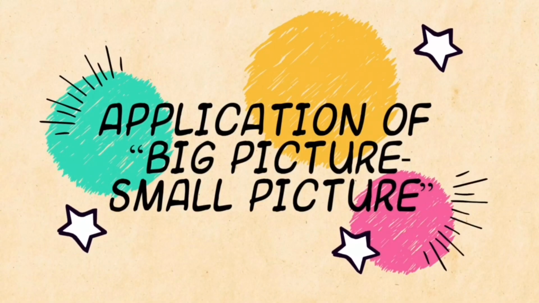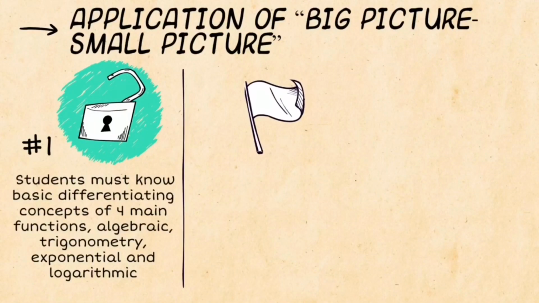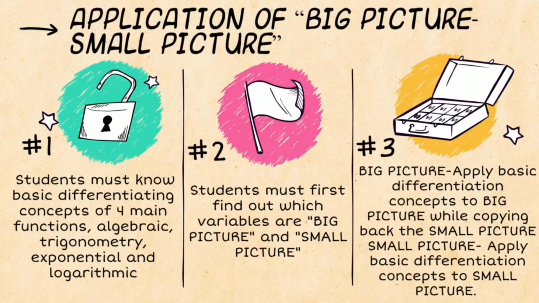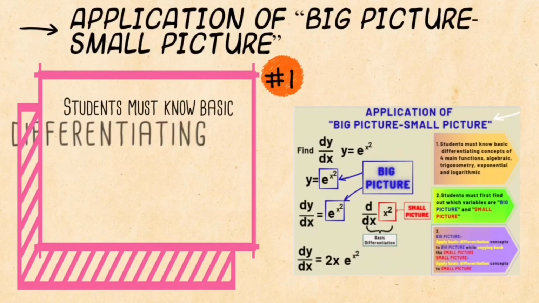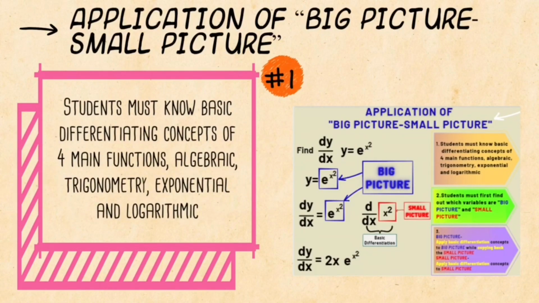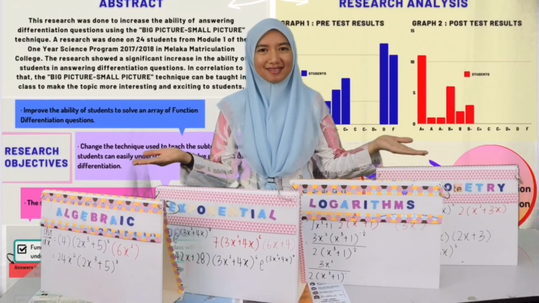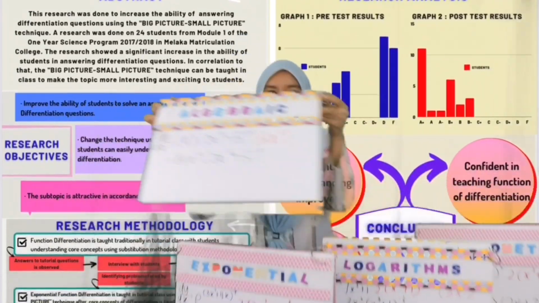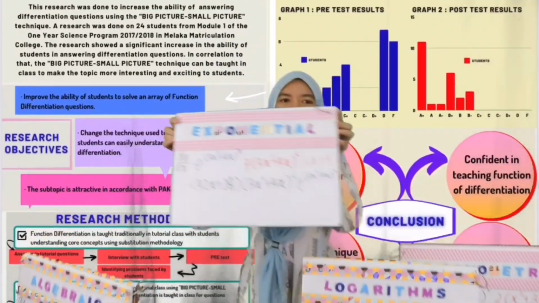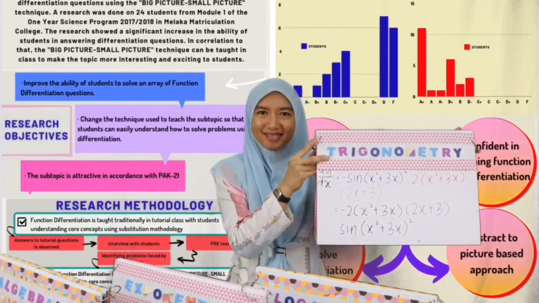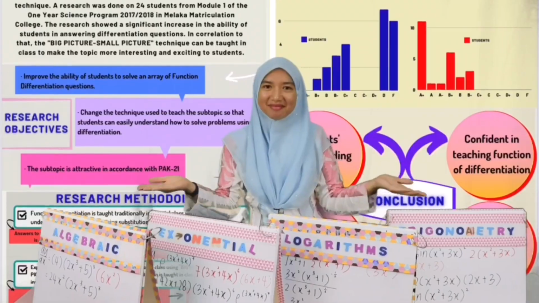Application of big picture, small picture. The traditional method is much more formularized and more complicated in the way of writing the mathematical equation. In big picture, small picture, students just must know 3 steps. The first step is that students must know the basic differentiation concept of the 4 main functions in differentiation. The 4 main functions in differentiation are basically algebraic, exponential, logarithm, and trigonometry.